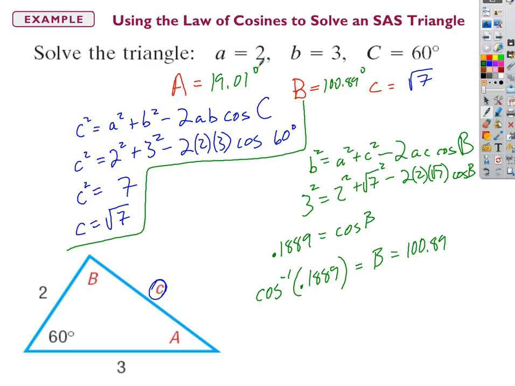Okay. So really, for solving these triangles, you have to use the law of cosines twice. You have to use some algebra the first time, some inverse trig the second time, and then some simple math. Okay, so here we go. Let's do the next one and see what the next one's like.